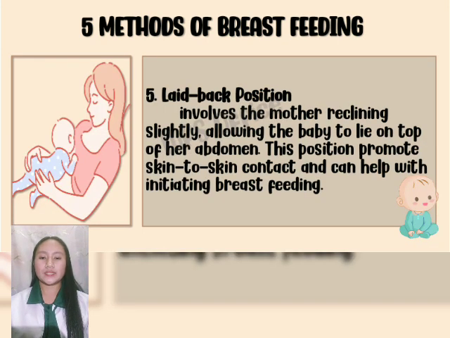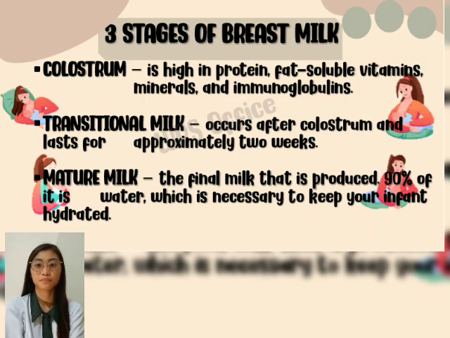Last but not the least, laid back position is very good for a mom who has a very fast letdown or oversupply of milk because it works with gravity to help prevent milk from flowing faster, bringing the baby above you. 3 stages of breast milk.